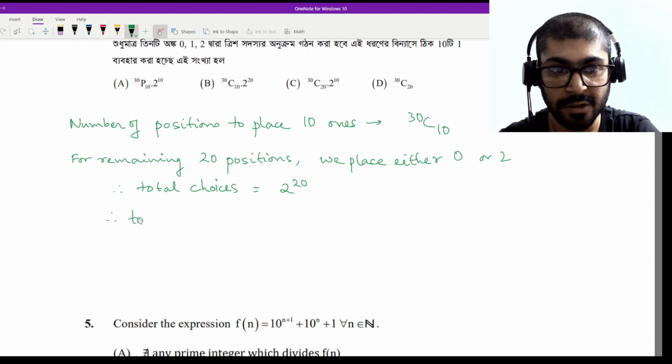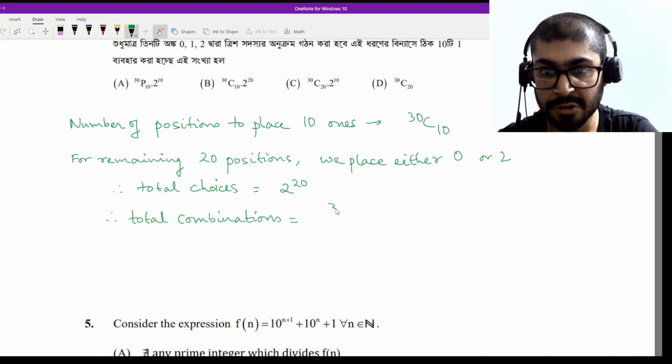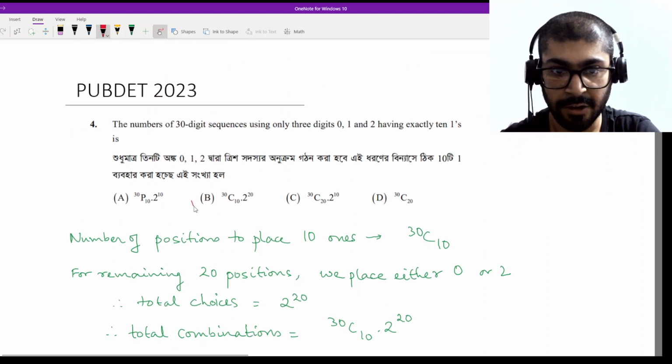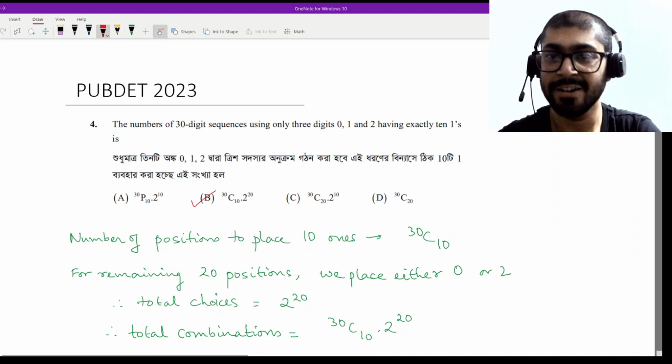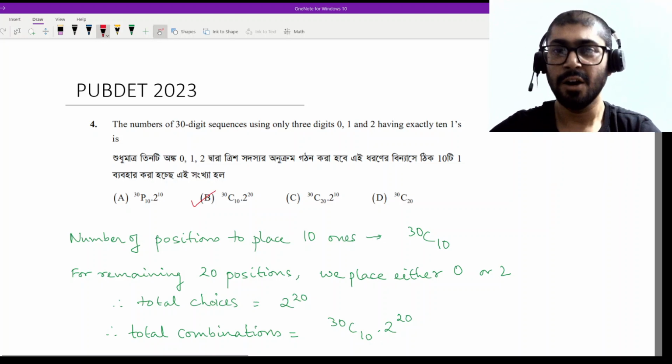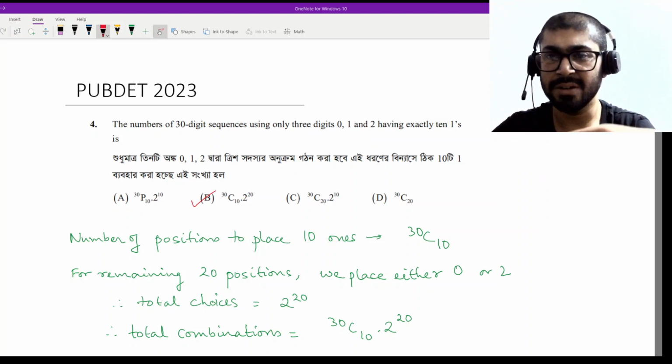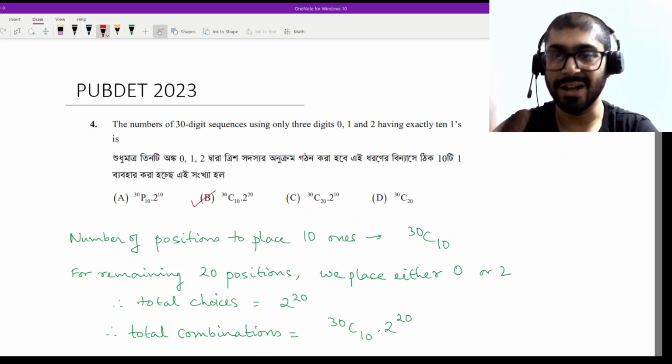Therefore total combinations equal 30C10 into 2 to the power 20, which here is option B. So fairly easy problem. All you had to do was think about the positioning of the numbers and then no calculations are involved, so whatever the answer that you get, match it with the options and mark the answer.